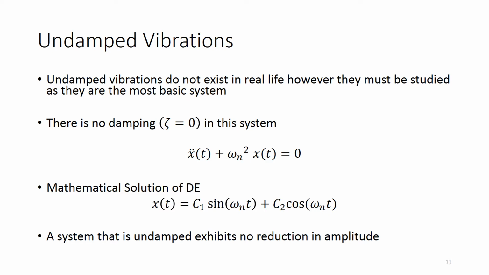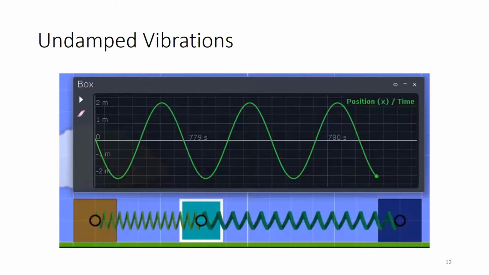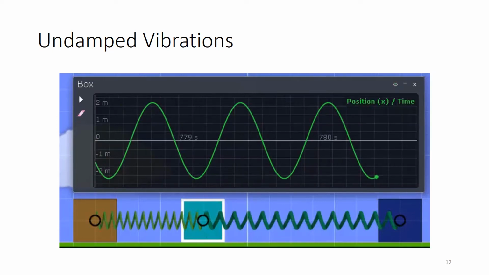A system that is undamped exhibits no reduction in amplitude. So we'll be using this video in order to show what an undamped vibration looks like. So you can see this is vibrating with constant amplitude, and there is no decrease in amplitude with respect to time. This means that it is an undamped vibration.